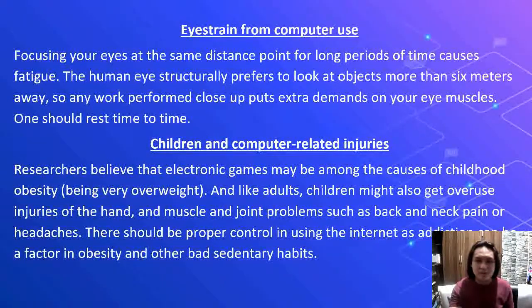Eye strain from computer use. Focusing your eyes at the same distance point for a long period of time causes fatigue. The human eye structurally prefers to look at objects more than 6 meters away, so any work performed close up puts extra demands on your eye muscles. One should rest from time to time.